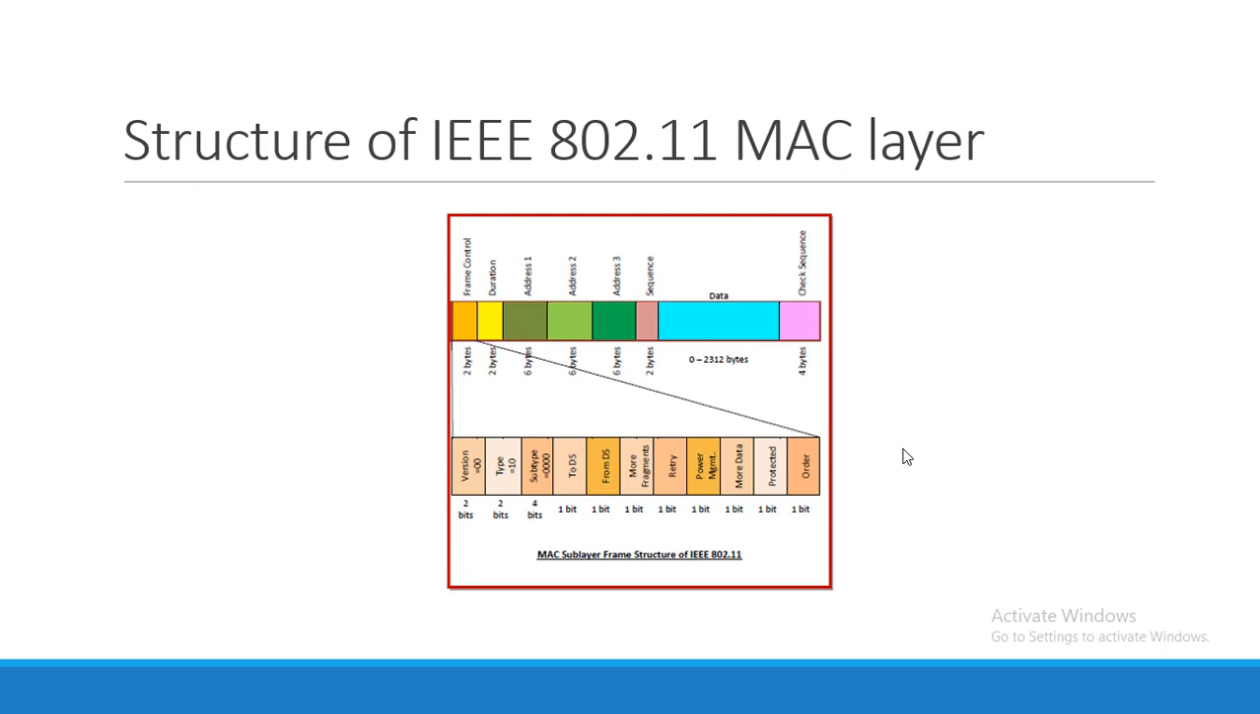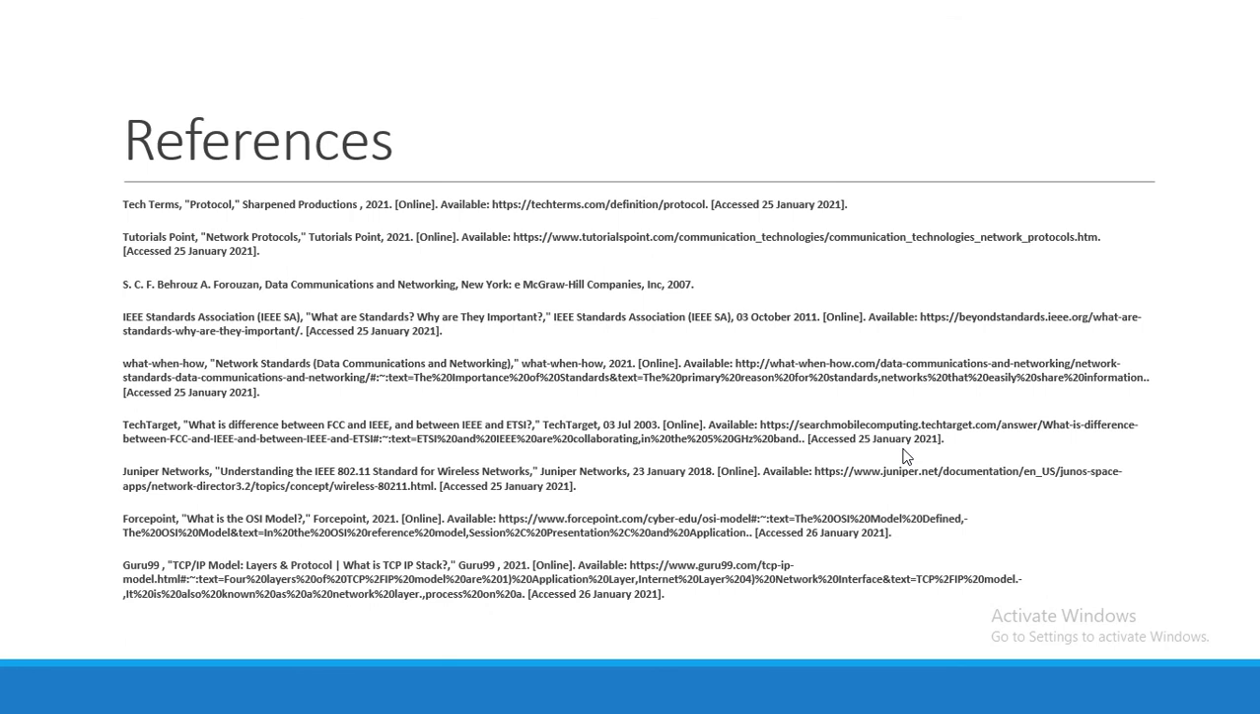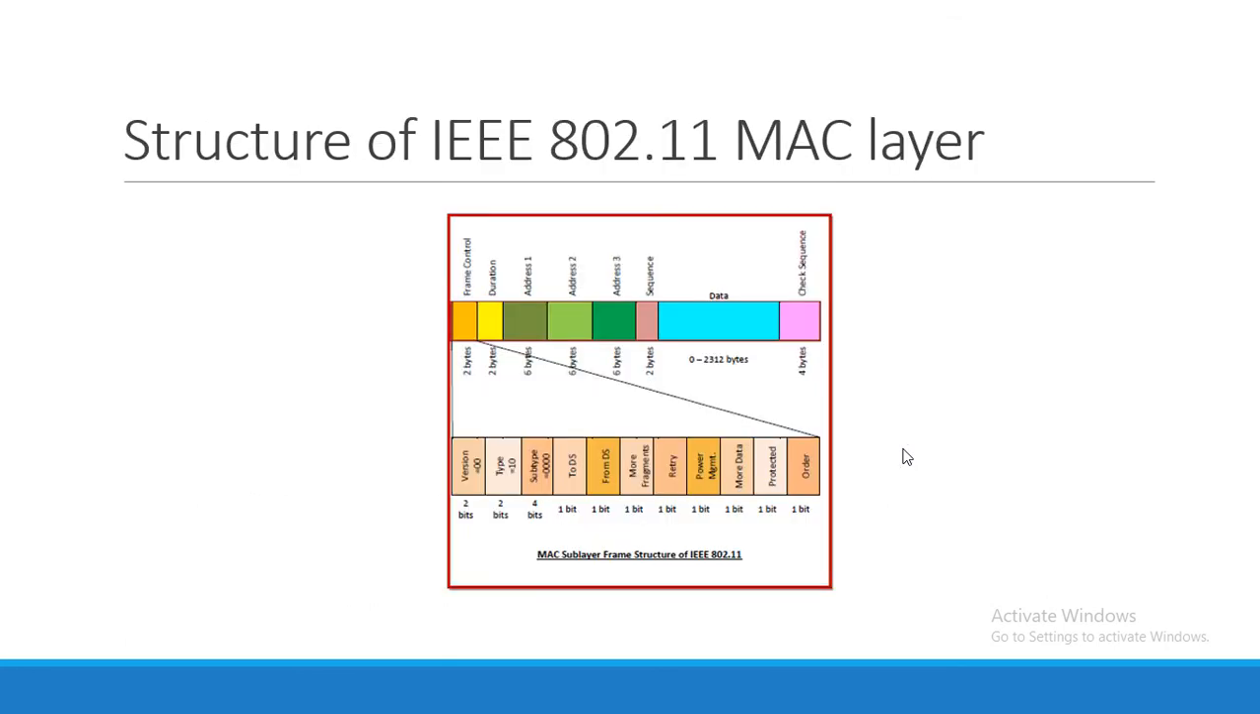Sequence is also a 2-byte field, while data carries the payload from the upper layers, and its maximum size is 2312 bytes. Frame check sequence, or FCS, contains error detection data. It has 4 bytes.